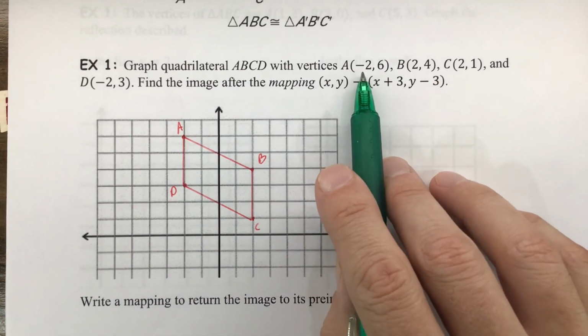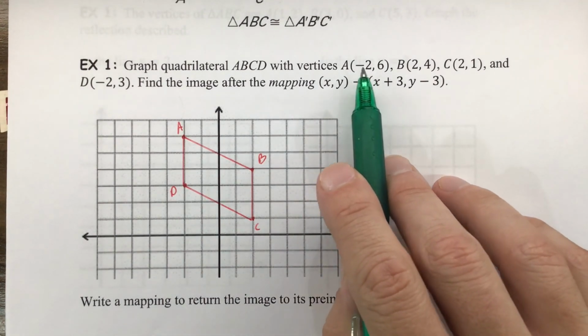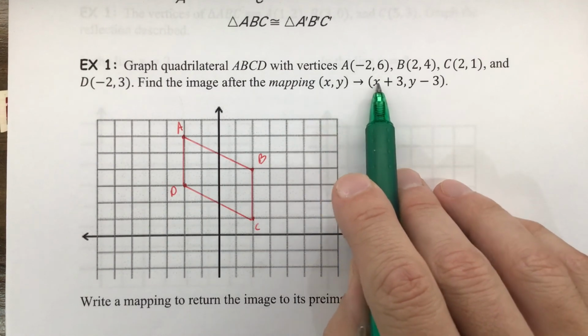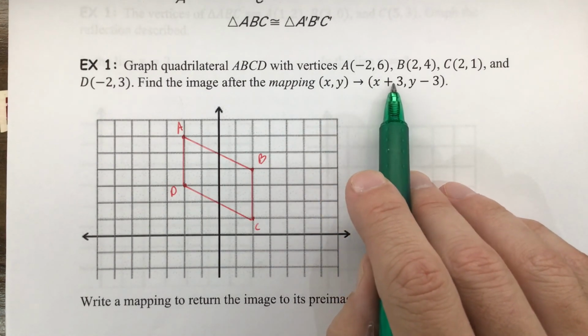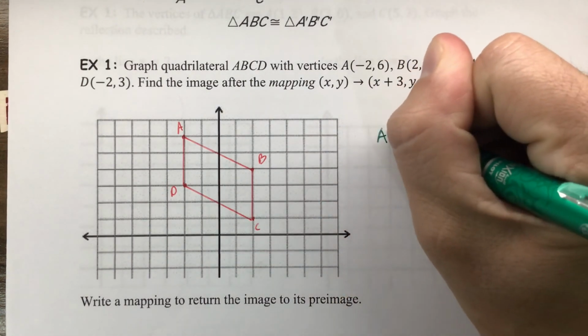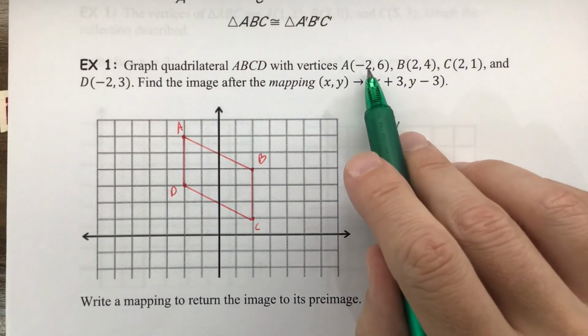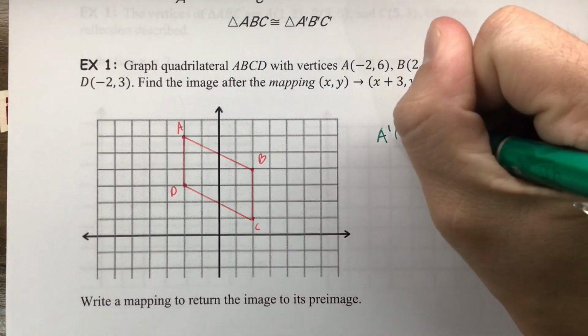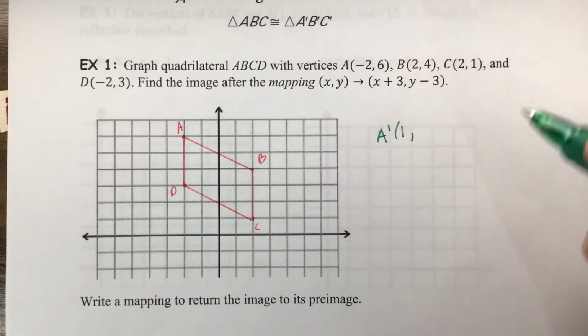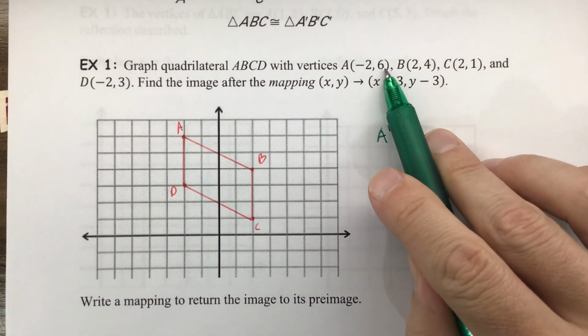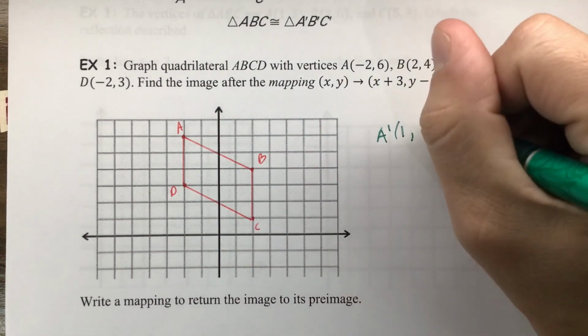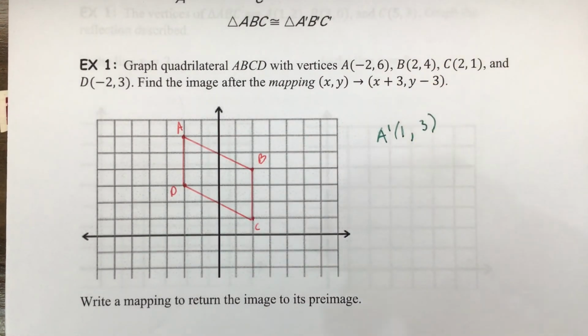Our coordinate A is -2, 6. So we got to take our x value, -2, and we got to add 3 onto it. Now, this is going to end up creating what's called A prime, the new coordinate for A. So we can take -2 and add 3, which is going to create 1. We're then going to take the y value 6 and subtract 3 from that, which will give us 3, and that is the location of A prime.